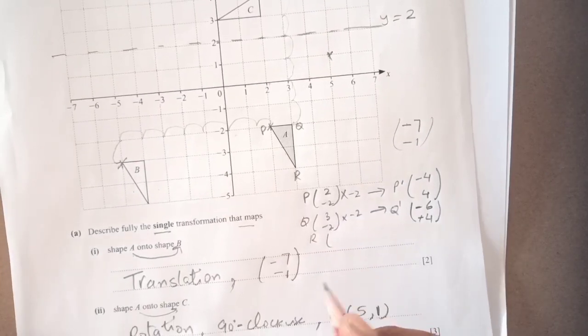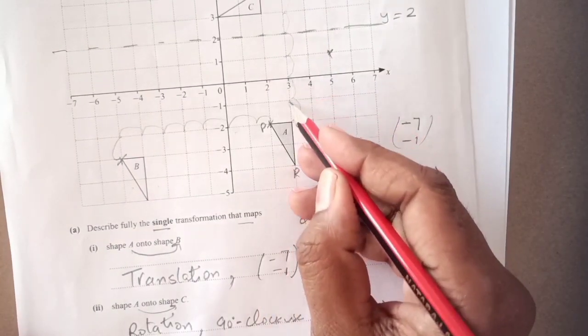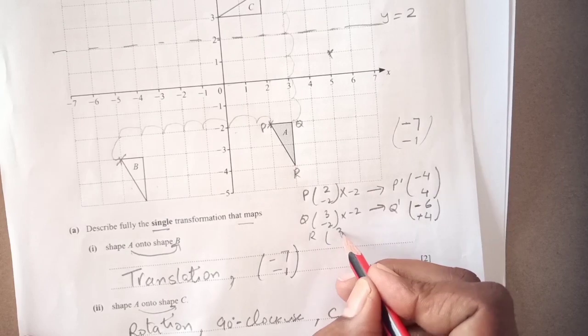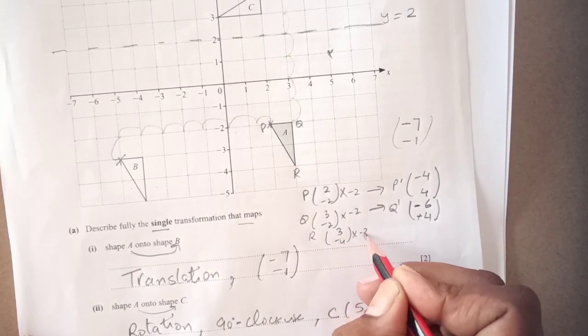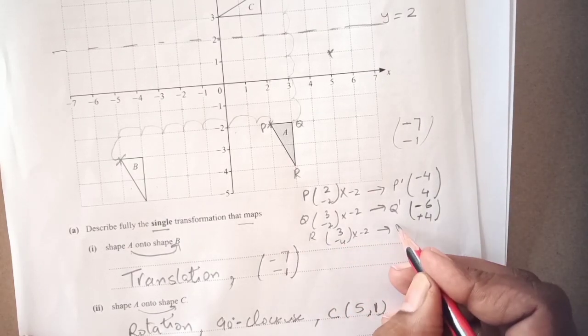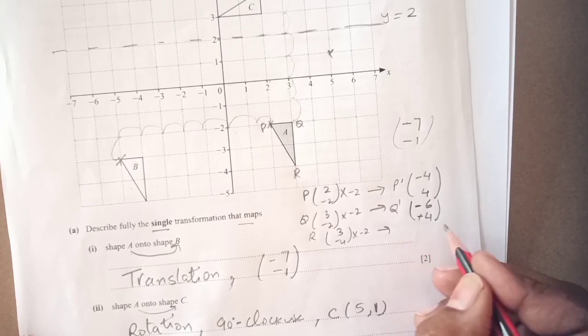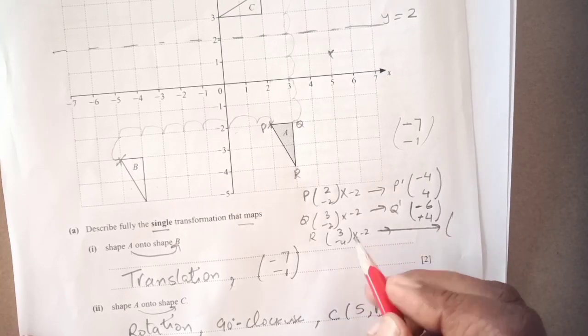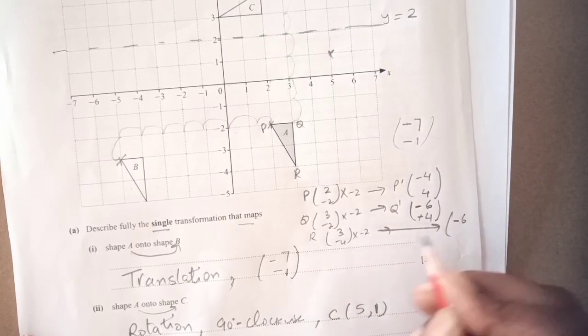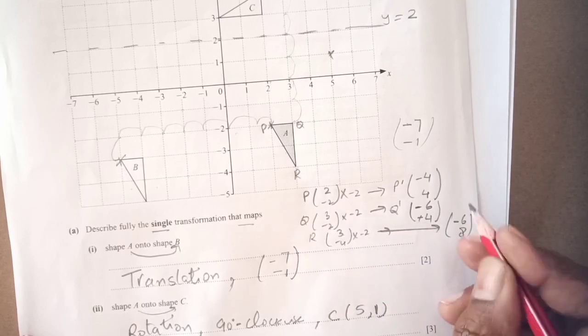Similarly R. The coordinates of R are 3 and negative 4. 3 and minus 4 times minus 2. So this is coming out to be, let me write down here, 3 times 2, negative 6. 4 times 2 is 8, negative 6 and 8.